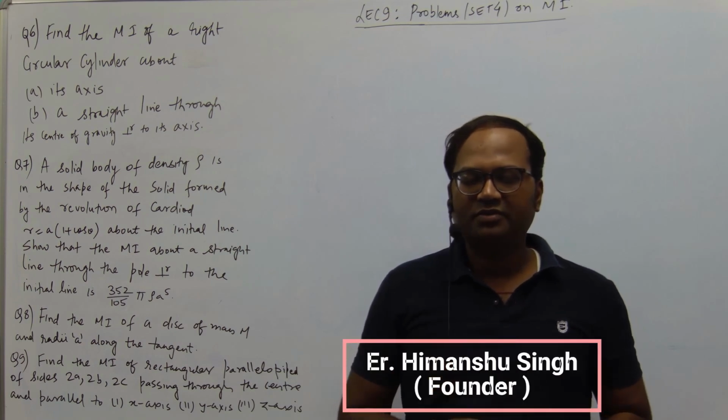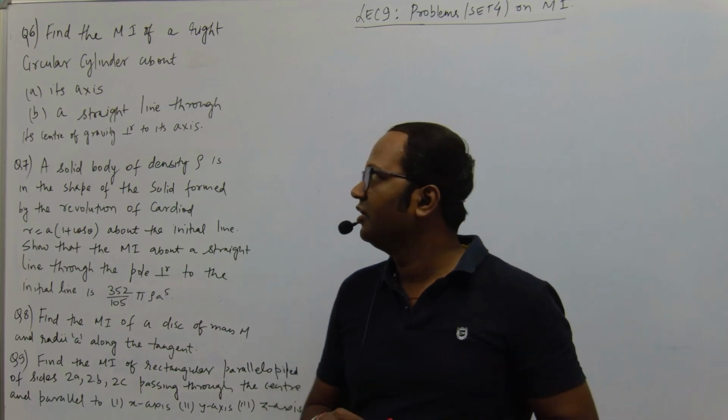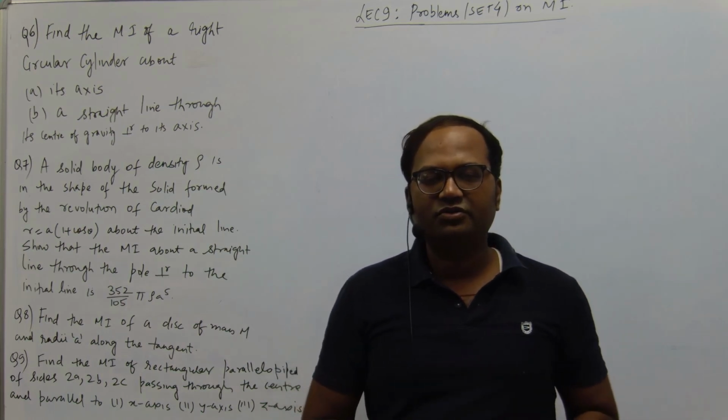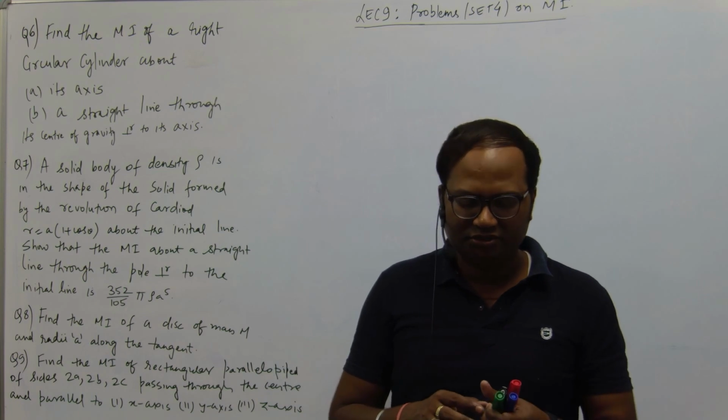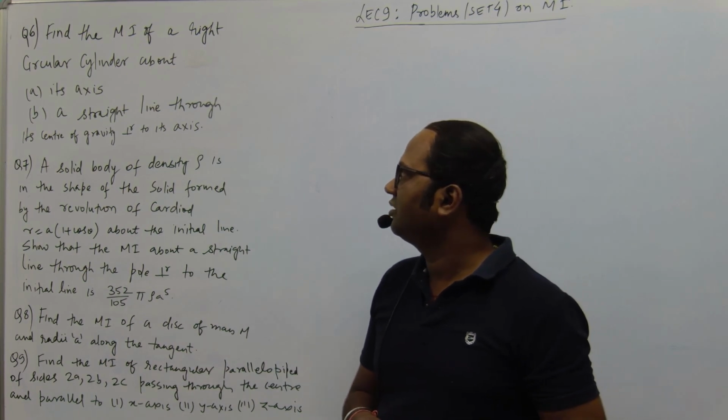In the last lecture we were discussing the problems on the moment of inertia. In the last lecture we have discussed up to question number 5. So we will discuss question number 6 onwards in this particular lecture. So what is given in the question? Find the moment of inertia of a right circular cylinder about its axis.